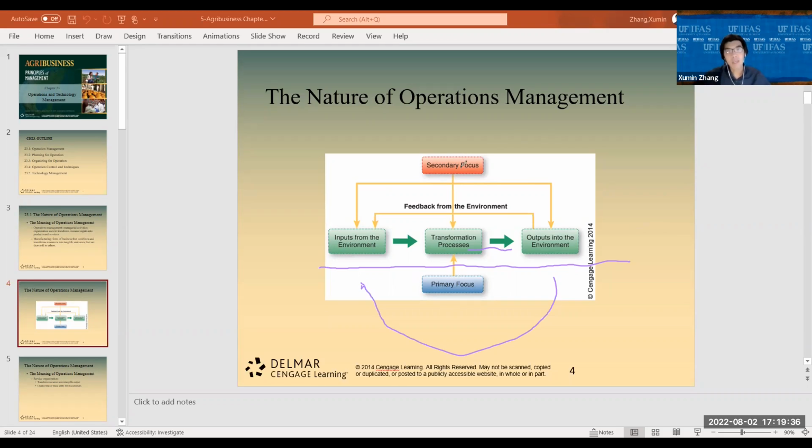So the secondary focus is everything. This model is what we call the system model. This is the external environment, supply. This is the customer. We are receiving the feedback from internal. So this is an open system.